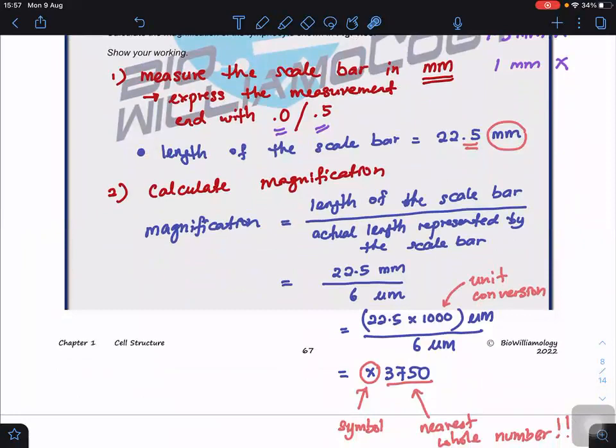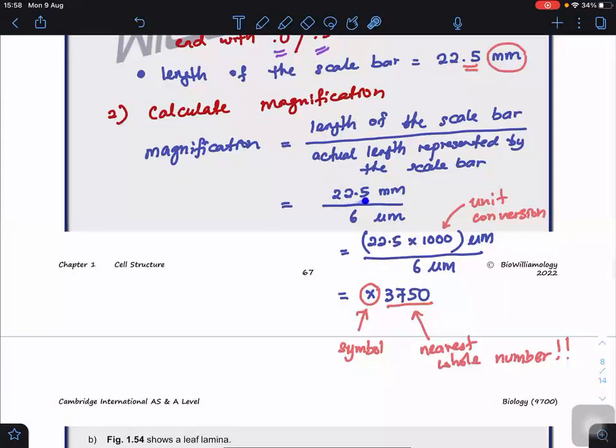So in order to calculate magnification, I need to change a little bit of my formula. It's the length of the scale bar divided by the actual length represented by the scale bar. So it will be 22.5 millimeter over 6 micrometer. Unit not the same, I need to do the unit conversion. Very important unit conversion here. We multiply with 1000. You need to show. At the end, my answer must be in whole number.